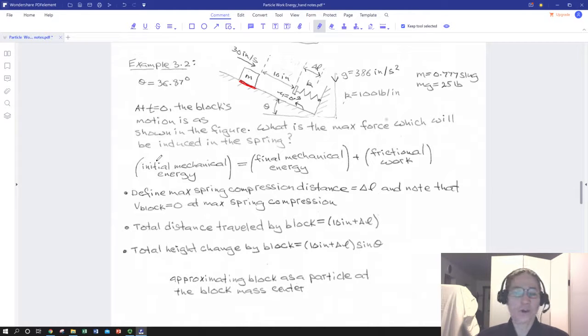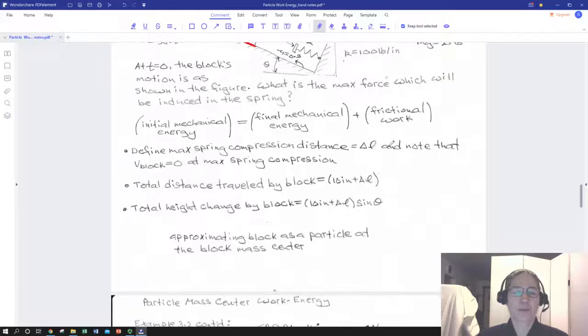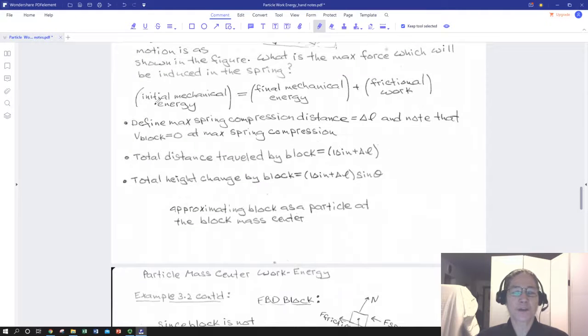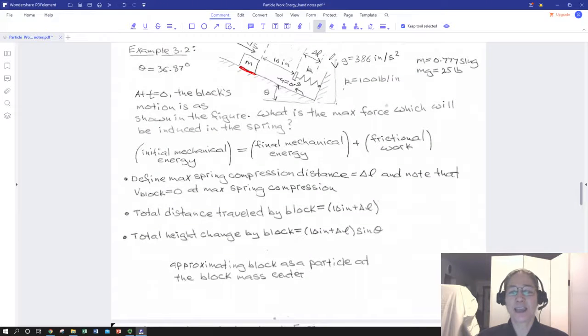So we're going to invoke work energy first. Initial mechanical equals final mechanical plus frictional work. And we're going to think about a few other things we're going to want to do. We're going to define the max spring compression distance. So we're going to define a delta L that corresponds to when the spring is compressed as much as it's going to get. And we're going to remember that, hey, at that point the block's not moving. So that gives us another zero kinetic energy relationship.